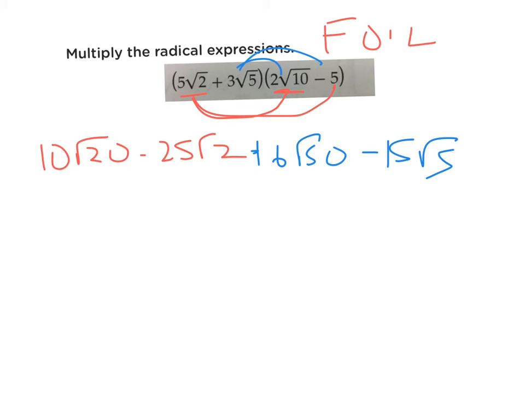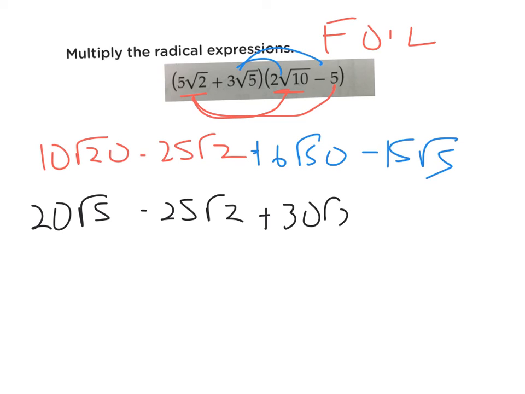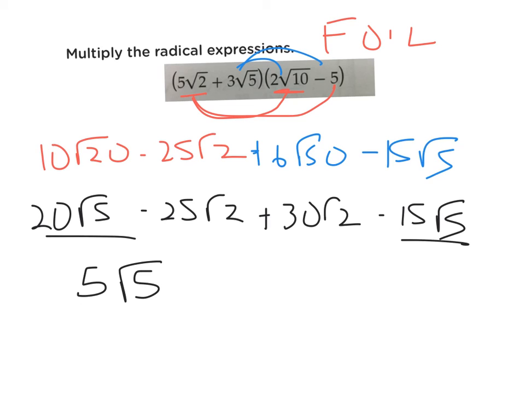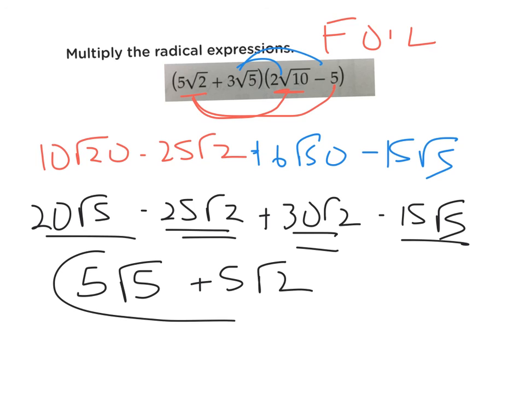If we simplify our radicals, I'm just going to go ahead and simplify. This becomes 20 radical 5, which your calculator will do all this. This one's already simplified. This one gets simplified to 30 radical 2. And your calculator does this, like I said, 15 radical 5. We can add our like terms. So these two are like terms. When I add them, I'm going to get 5 radical 5. And then these two are like terms because they have the same radical. So I'm going to get 5 radical 2. And so these are simplified and they can't be added, so this will be your answer.